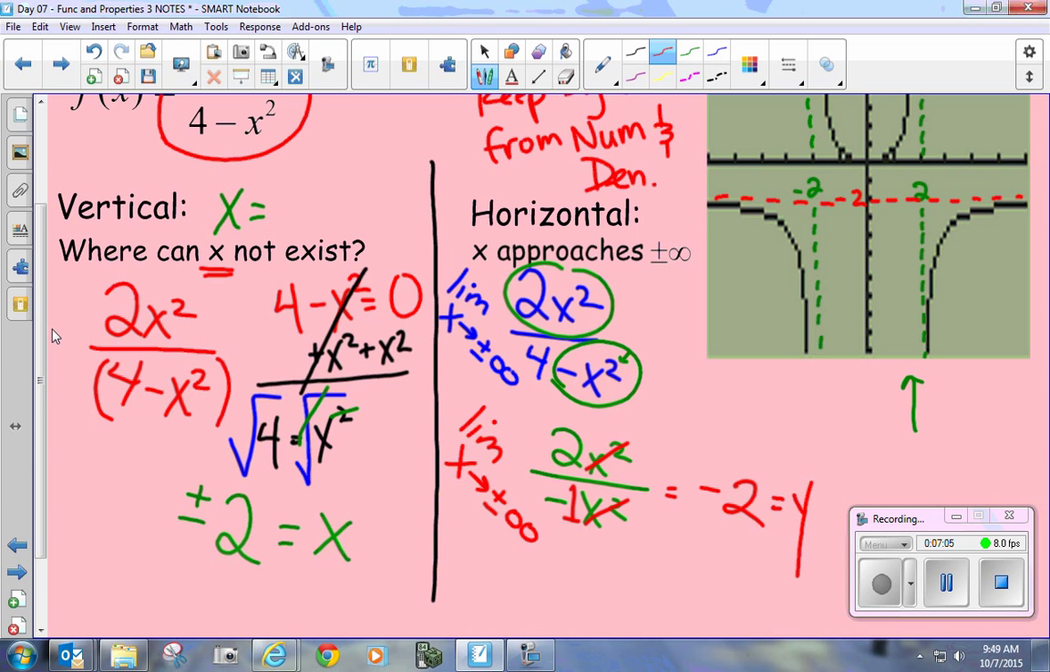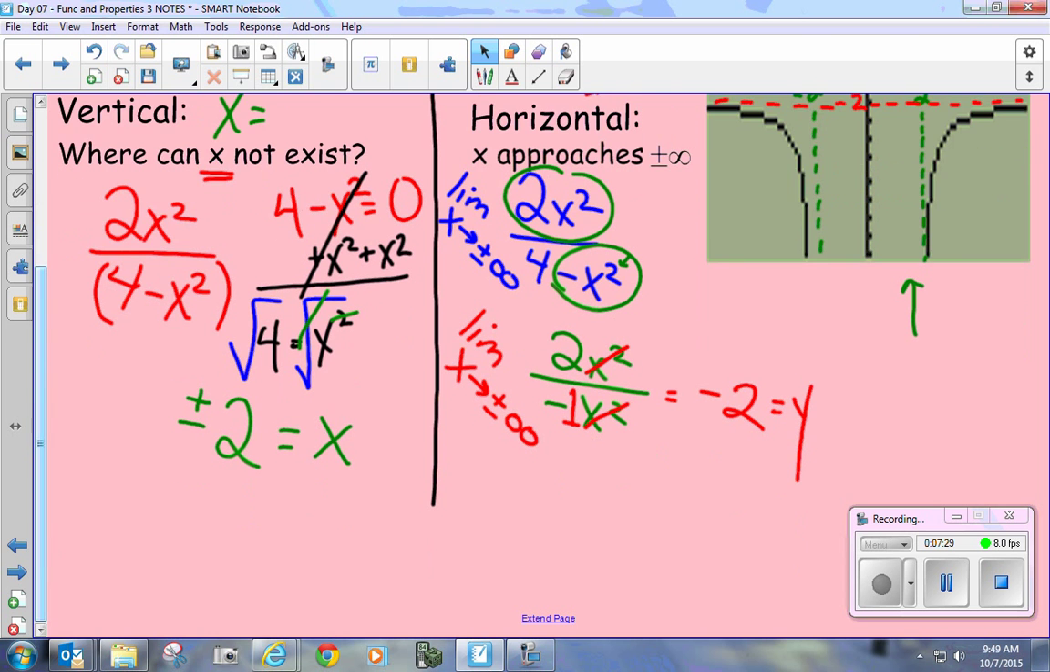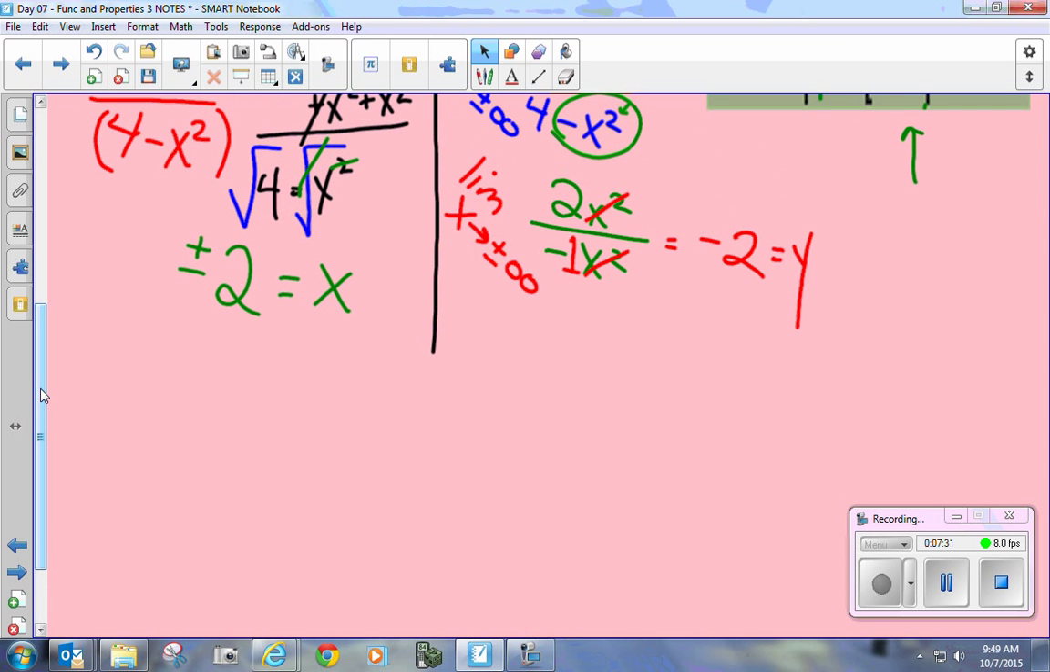That's it. So for vertical, what value of x makes it undefined? That's where your vertical asymptotes are. For horizontal, I keep the biggest term on the top, the biggest term on the bottom, and I simplify. But here's a question. What happens when I simplify? There's still an x in there, and I got to put an infinity into that x. There are two possible situations. There will either be an infinity on the top or an infinity on the bottom.